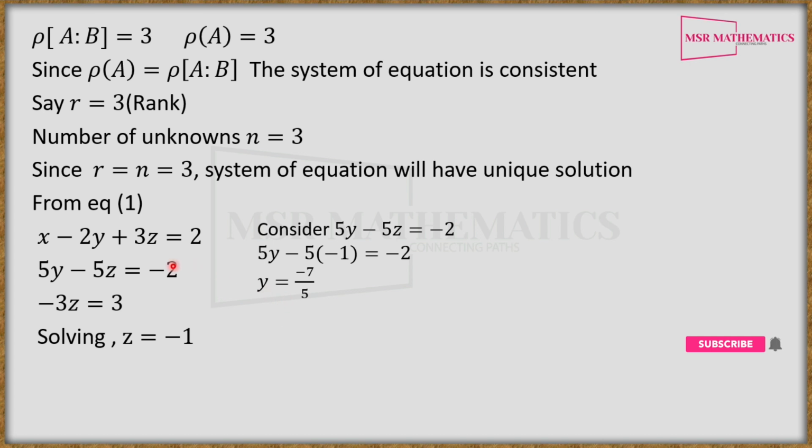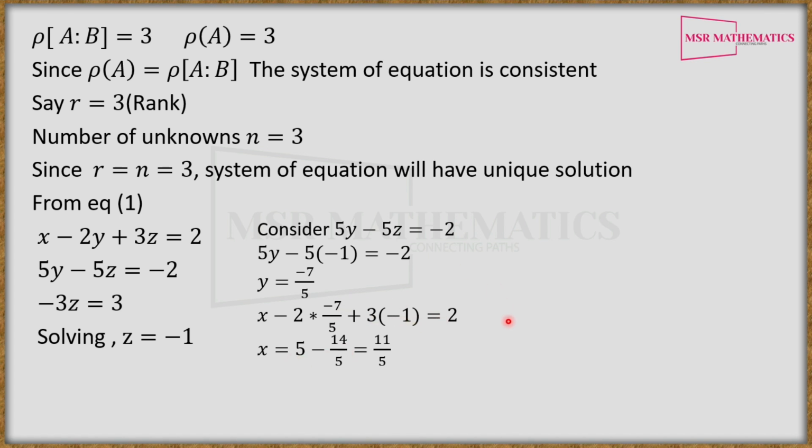Next, consider this value and substitute y value as minus 7 by 5 and z value as minus 1. You obtain the x value. So x minus 2 into y, which is minus 7 by 5, plus 3 into z, which is minus 1, is equal to 2. Here 3 into minus 1 is minus 3. It goes to the right hand side. And this is minus into minus plus. 2 into 7 is 14. 14 by 5 goes to the right hand side. That also becomes minus.